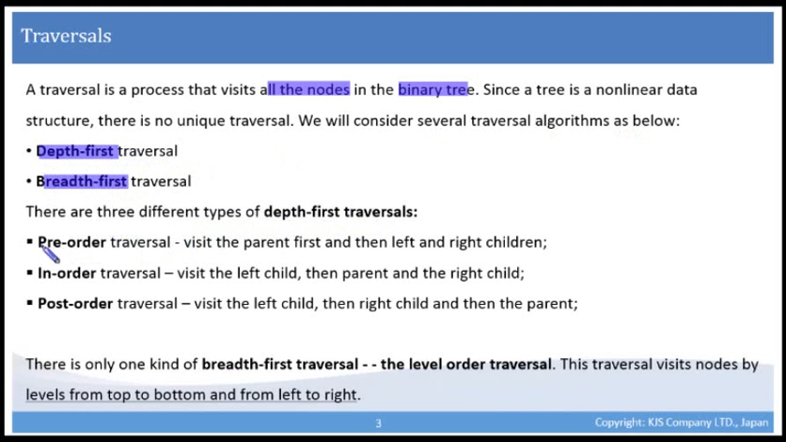Here we have a pre-order traversal: visit the parent first, then the left, and then the right children. An in-order traversal: visit the left child, then the parent, and then the right child. And a post-order traversal: visit the left child, then the right child, and then the parent. There is only one kind of breadth-first traversal, the level order traversal. This traversal visits nodes by level from top to bottom, from left to right.